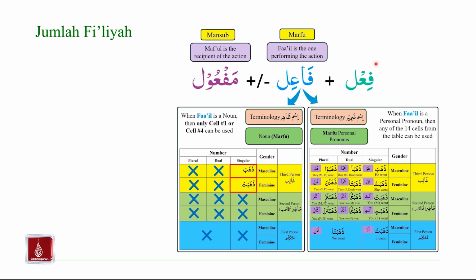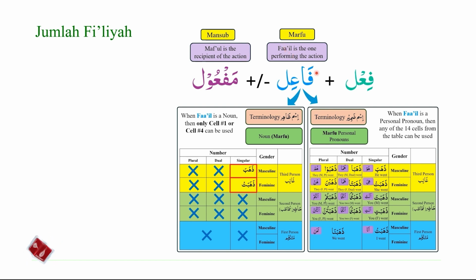Jumlah Faa'iliyah will have at least two components, Fi'l and Fa'il, with or without Maf'ul. Every Fi'l will always have a Fa'il. Fa'il is the one performing the action and Fa'il will always be marfu. Maf'ul is the recipient of that action and Maf'ul will always be mansoob.